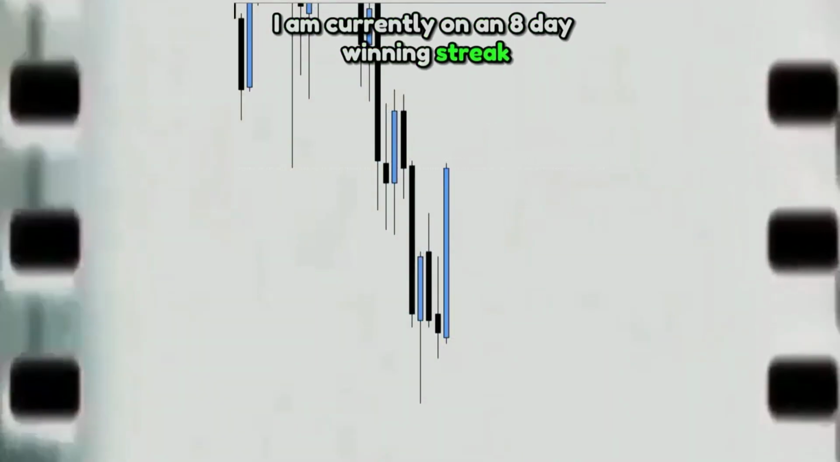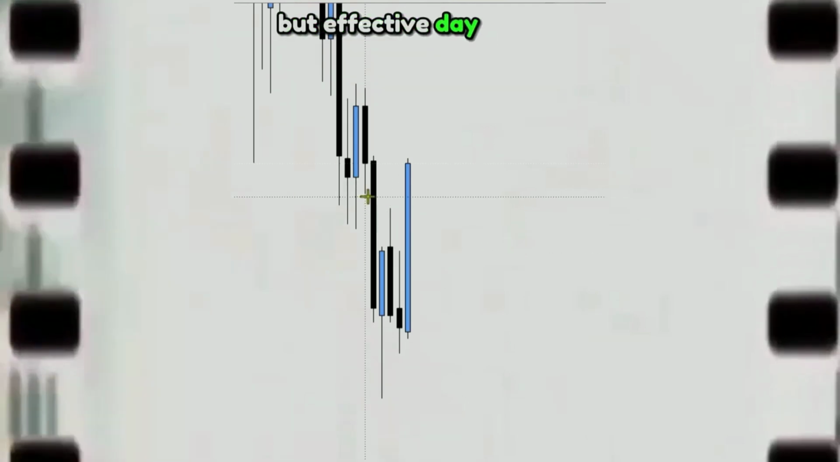I am currently on an 8-day winning streak. I have taken at least one trade every single day for the last 8 days, and they have been 100% win rate. And I use this very simple but effective day trading strategy, and it is called the inversion model. As you can see right here, we have this bearish fair value gap.